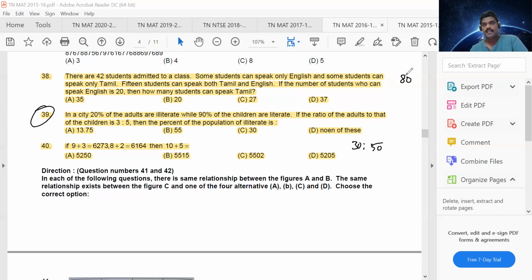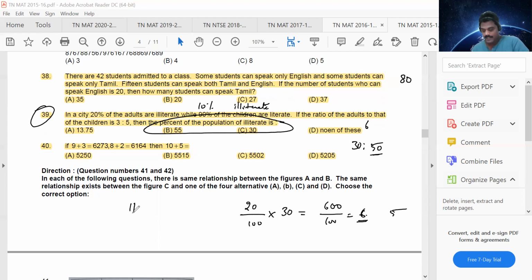20% of the adults are illiterate. That is nothing but 6 people are illiterate. And 90% of children are literate. That means 10% are illiterate. So 10% of 50 would quite naturally be 5. Now the question is, what percentage of the population is illiterate? That is 11 by 80. That upon division is nothing but your value in percentage, 13.75. So if you divide this, what will you get?